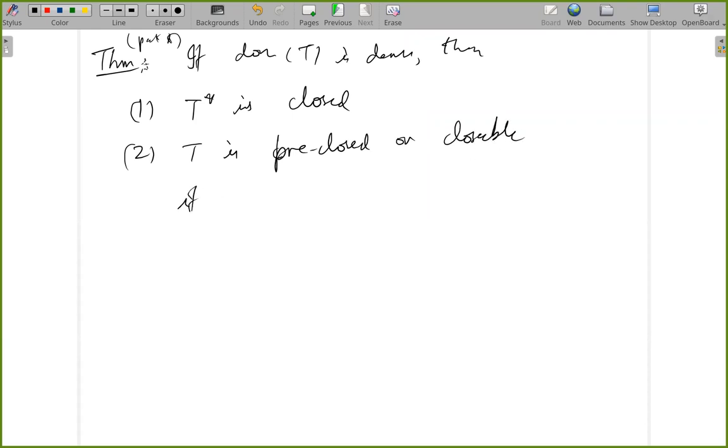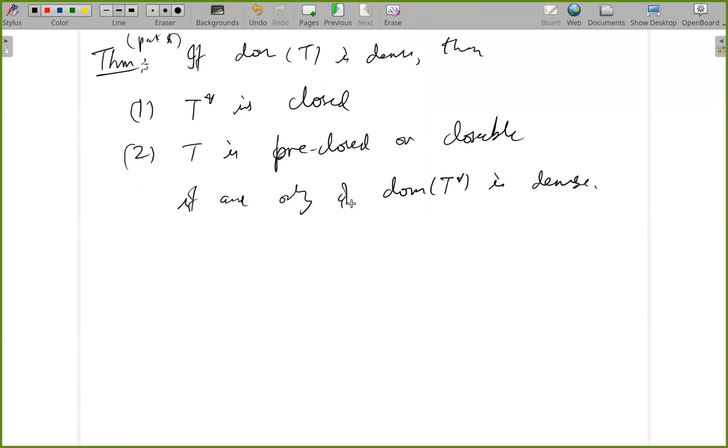By the way, I have not defined this. But it is what you would expect from these terms, like closable. Meaning even if the graph is not closed, if you close up the graph, you get a graph. You don't get multi-valued functions out of it. So if and only if domain of T star is dense.